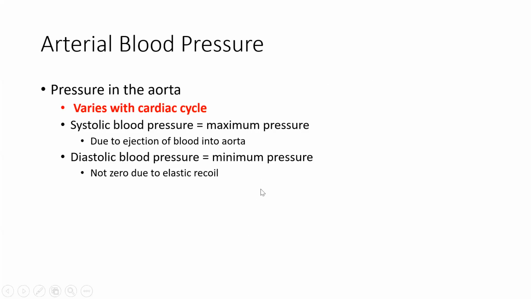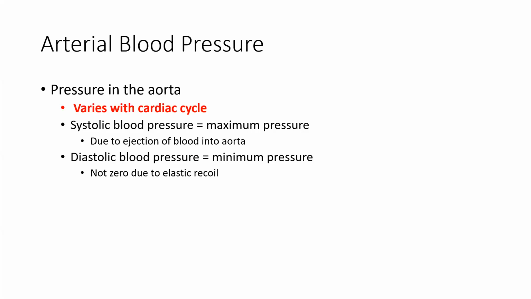Now, the pressure in the aorta during diastole is usually low, but it's never zero. And the reason that it's never zero is because of that elastic recoil of the artery, right? I really want to drive this point home, that we see the arteries, the aorta specifically, expand to absorb some of that pressure, right?